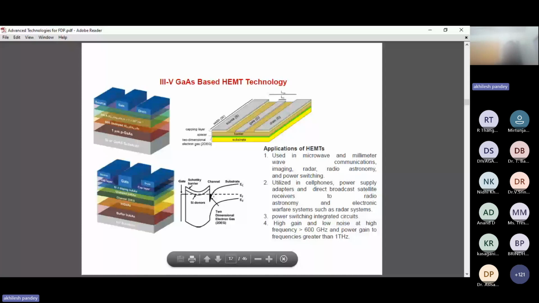A 2DEG is formed in between the channel and substrate layer. So the carriers are confined in this area, and the mobility is quite increased.